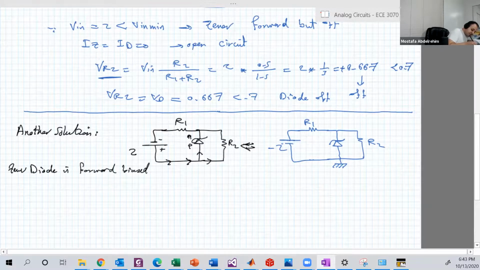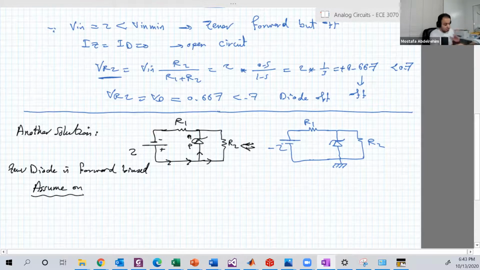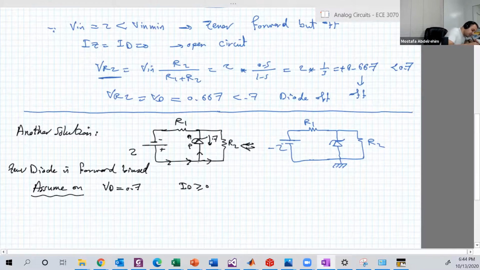But we don't know for sure if it's on or off. Let's assume it's on, that's fine. Assume it's on, so VD is equal to 0.7, and ID should be positive, larger than 0. Okay, good. So this is ground here. So this is larger than this by 0.7. So this is minus 0.7, because P is greater than N by 0.7. This is 0, so this is minus 0.7.